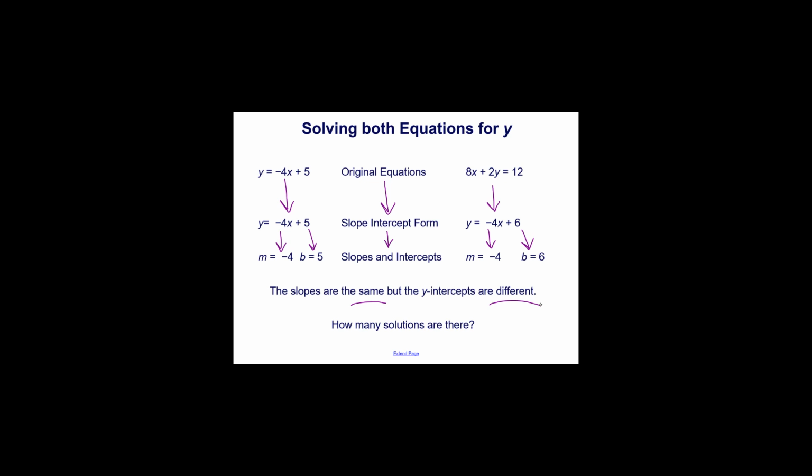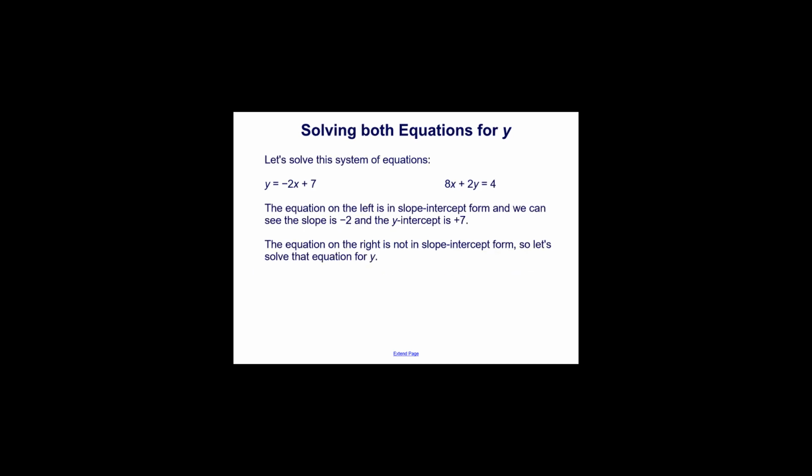So think back, how many solutions would there be to this system? You should think, when the slopes are the same and the y-intercepts are different, the lines are parallel. There is no solution to this system. These two lines will never cross. Let's do one more example.